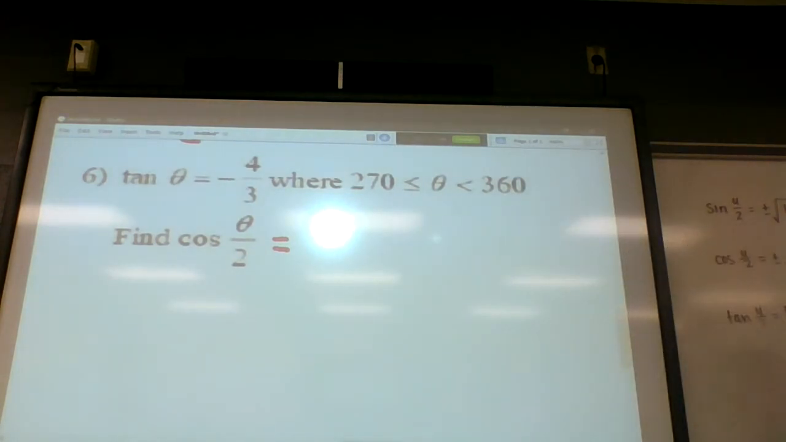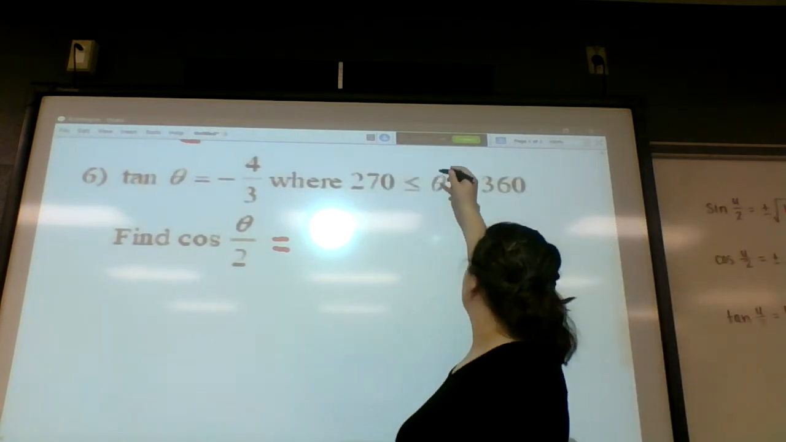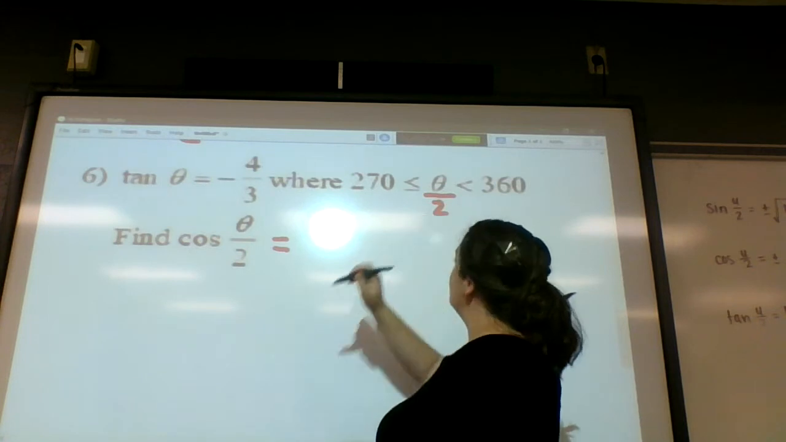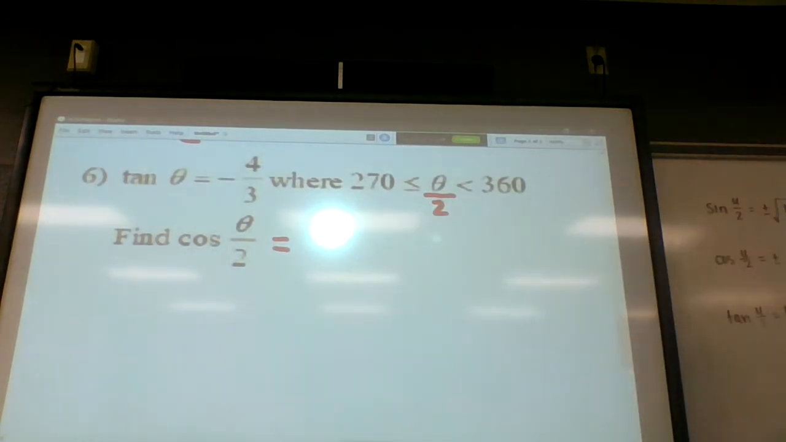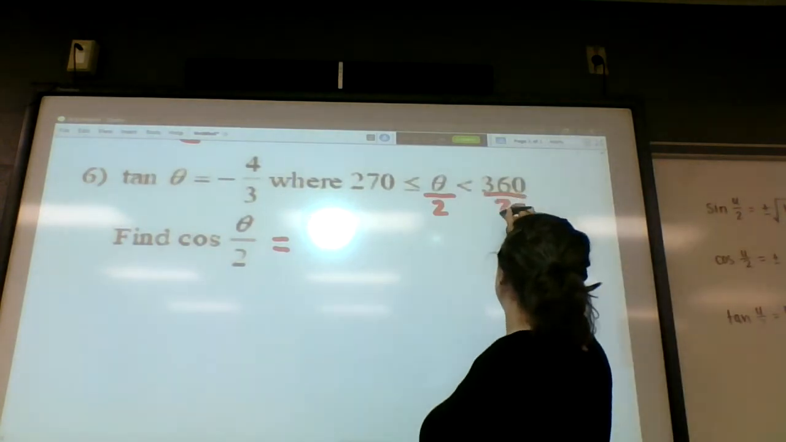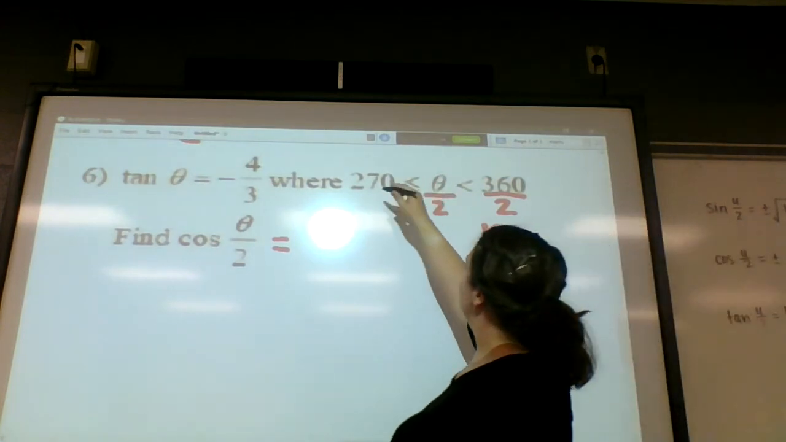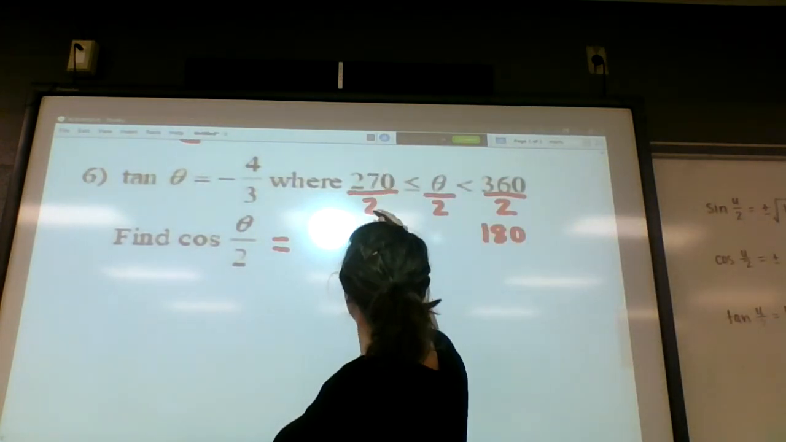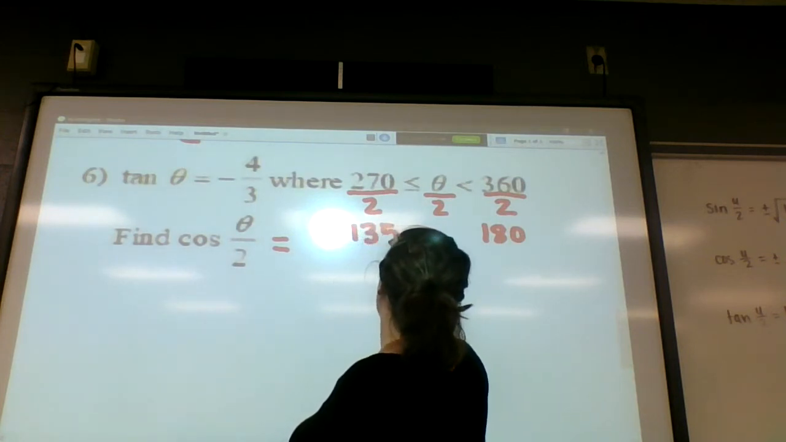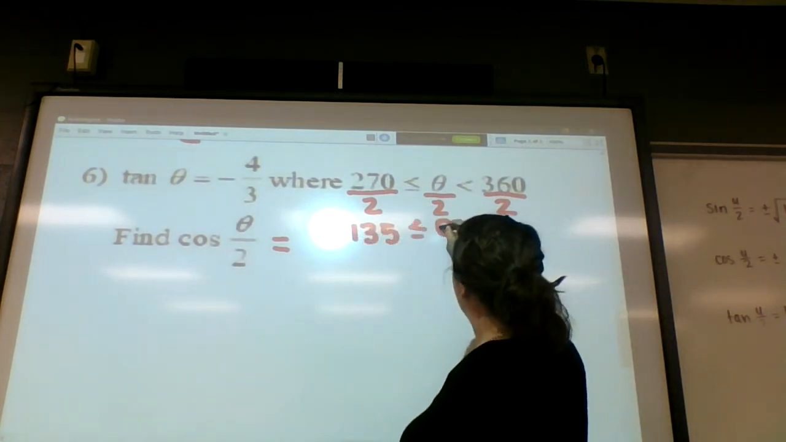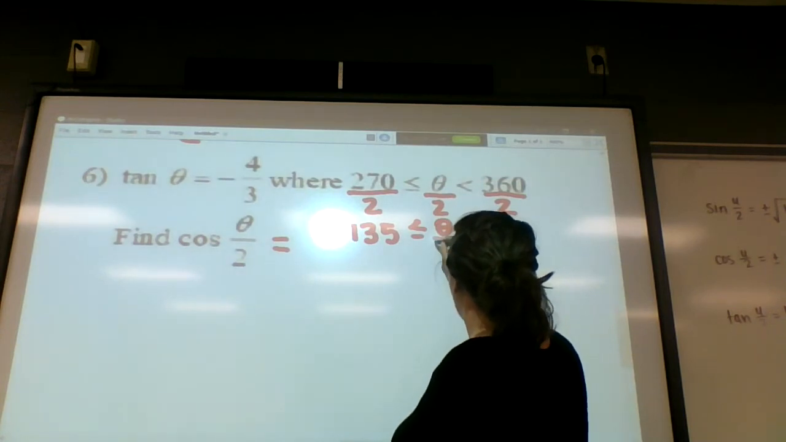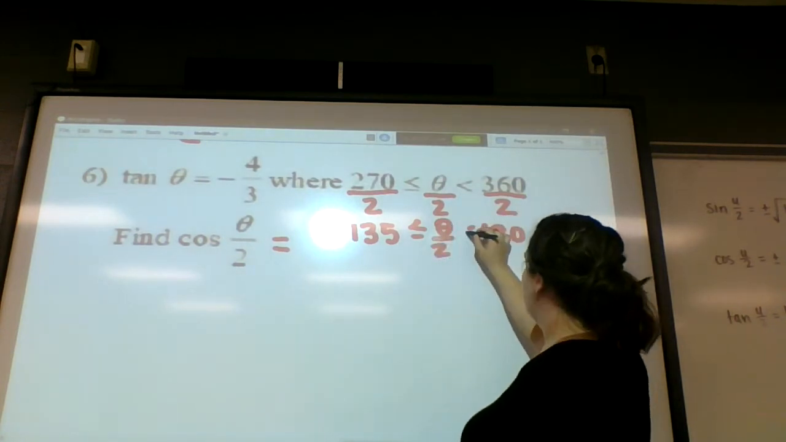You need to find out where theta over 2 lives, right? They tell you where theta is. It's between 270 and 360. So where would theta over 2 be? If the biggest theta can be is 360, what's the biggest theta divided by 2 could be? 180. Divide this by 2, and we know that its upper bound has to be 180, which means that what's the lowest it could be? Divide that number by 2, that is 135. So theta over 2 is between 135 and 180.